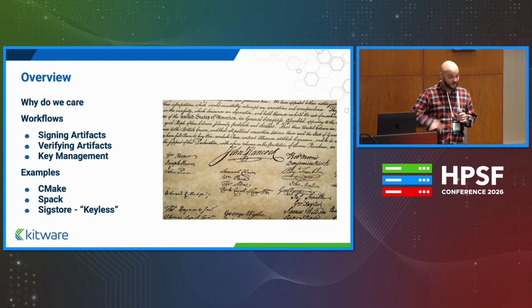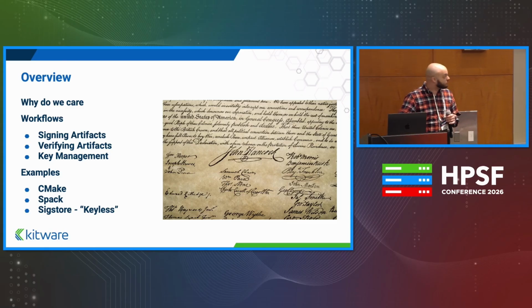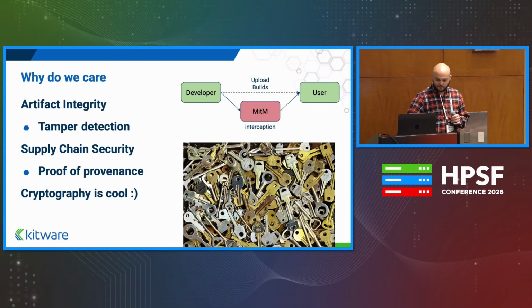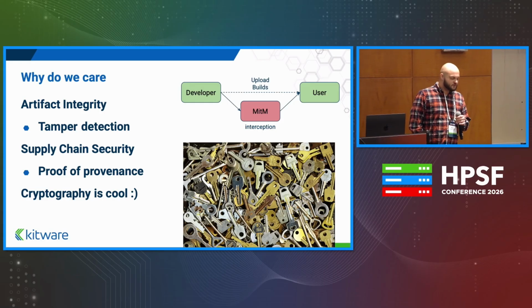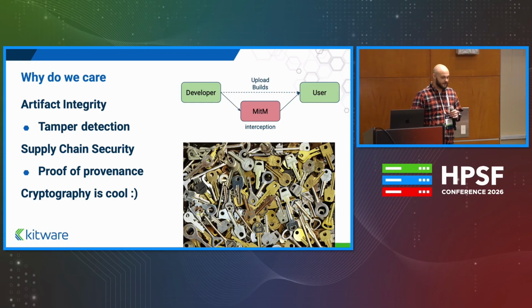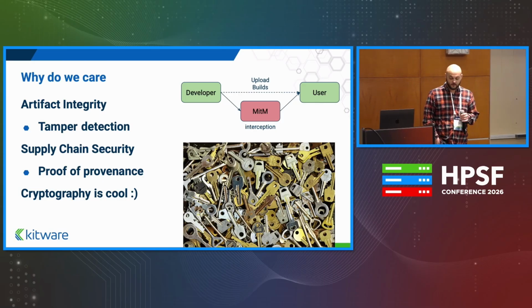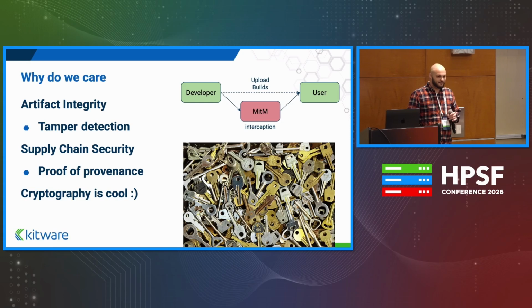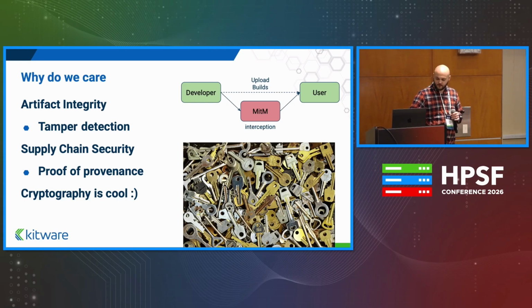So signing, why do we care? What are some basic workflows, and then I have a couple examples here that we'll go through. The main two reasons most people care are artifact integrity and supply chain security. But also cryptography is cool, and so we like to do that.